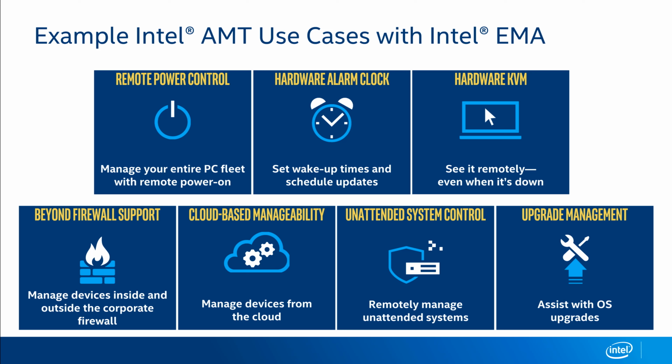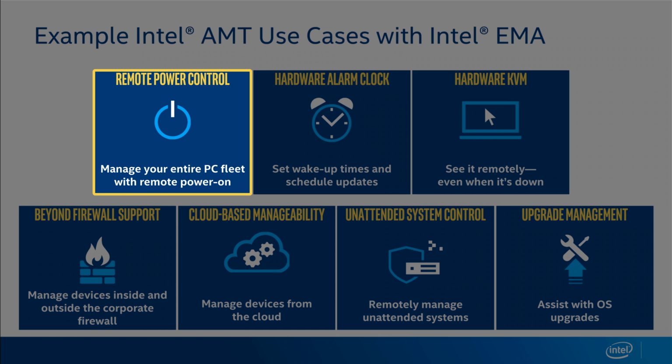Next, I'd like to talk about some of the Intel AMT use cases we have as of this video. This is not an exhaustive list, but it has some of the most popular ones. In the top row, we can see 3 great use cases. First, remote power control, which is the ability to send power on, power off, sleep, hibernate, even send a command to a system to tell it to reboot into BIOS.